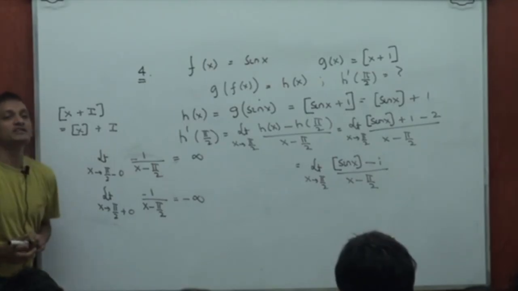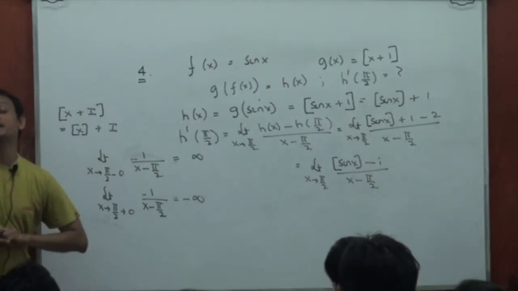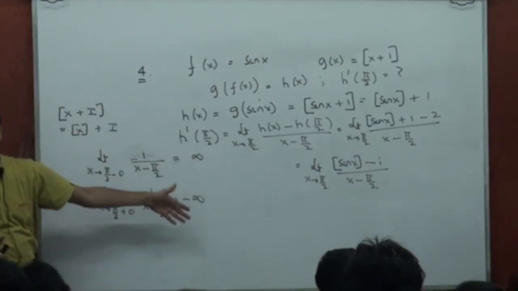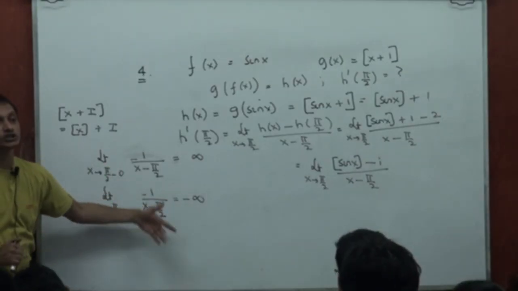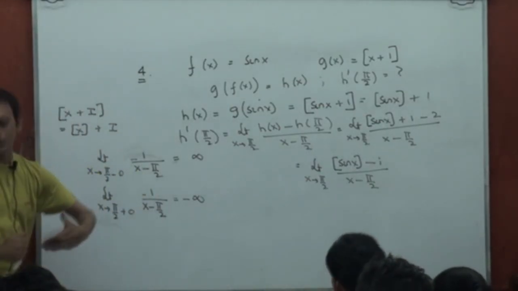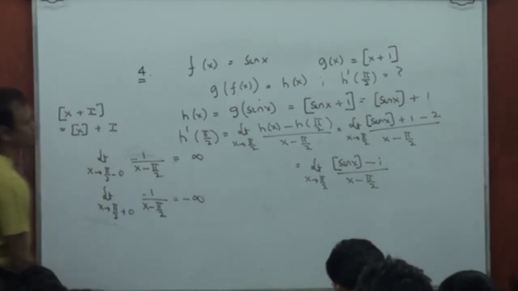So neither the left hand derivative is finite nor the right hand derivative is finite and they're not equal to each other for sure. So the function does not have a derivative at x equal to pi by 2.